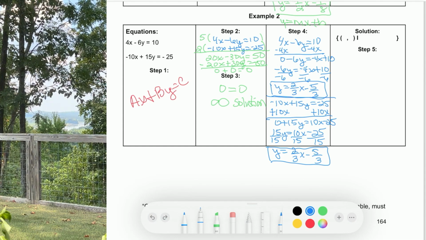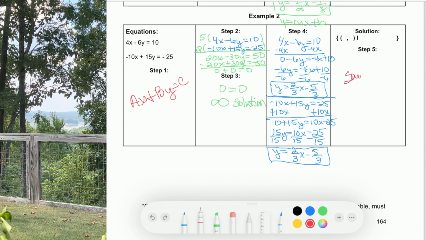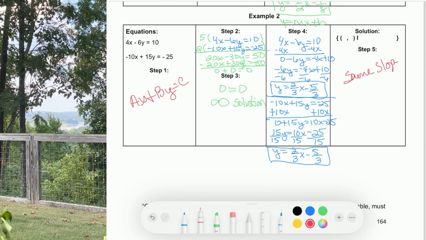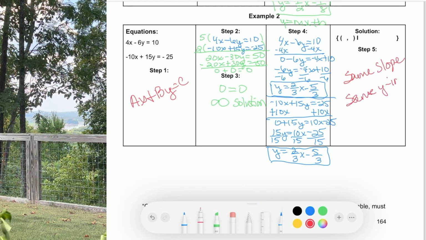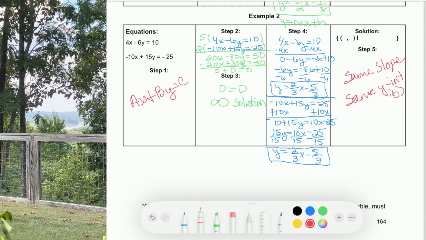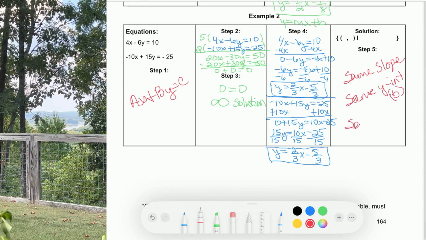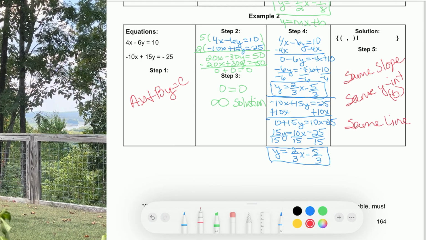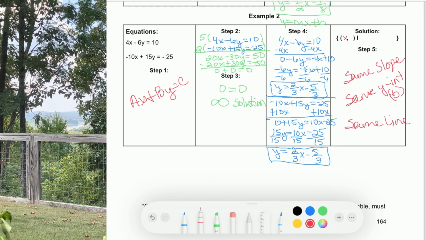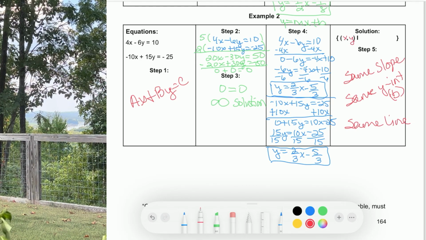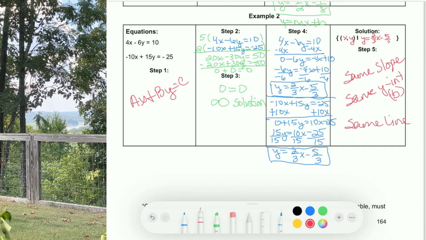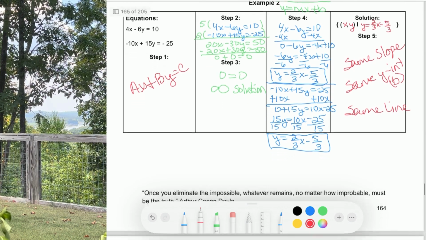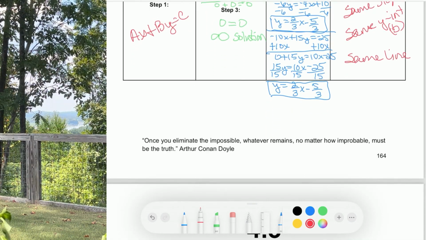Here, let me change that to a different color. We also have the same y-intercept, or b is the other way we call it. So that means we have the same line. So the way we write our solution is the set of x, y such that y equals 2/3 x minus 5/3.